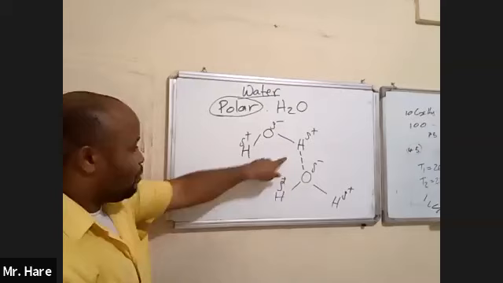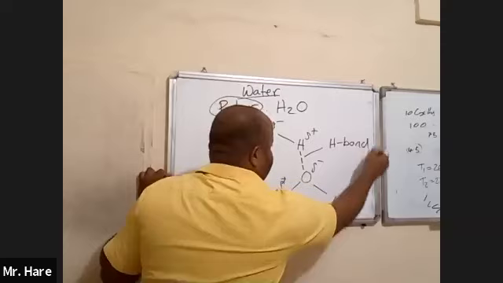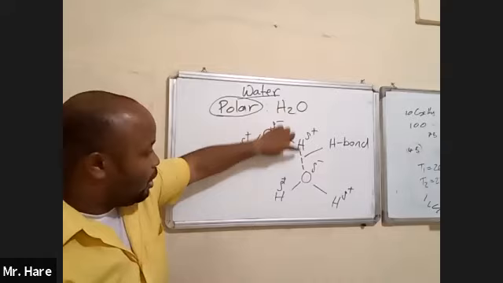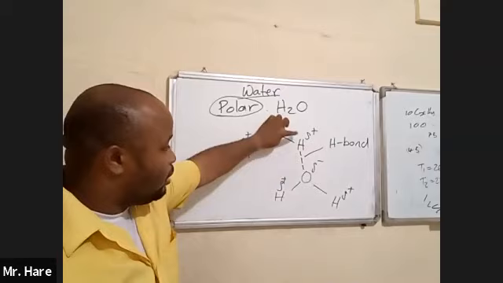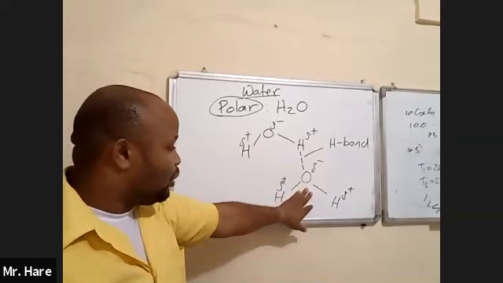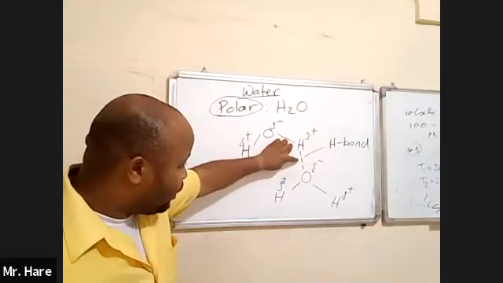Right, so this right here, that is your hydrogen bond. If you are asked to represent it, they're going to use broken lines between a hydrogen atom of one water molecule and the oxygen atom of a next water molecule. This hydrogen bond here, that is your intermolecular force.